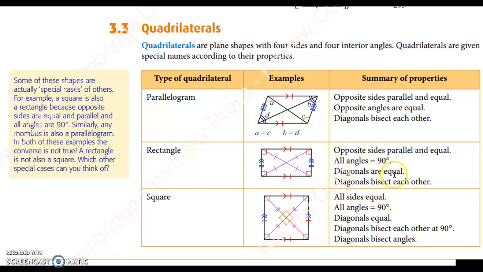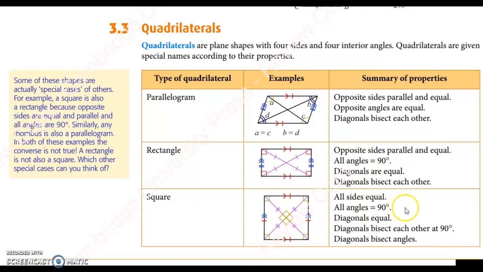And then the diagonals are equal. Of course, the diagonals are equal and the diagonals bisect each other, so they divide each other into 2 equal parts. The next one is the square. The square is the special one, the most special one.